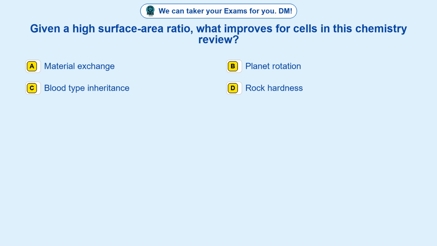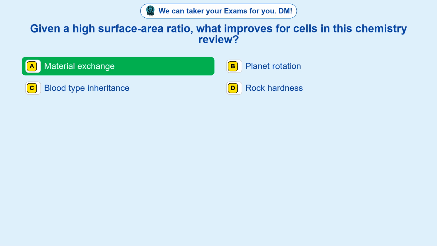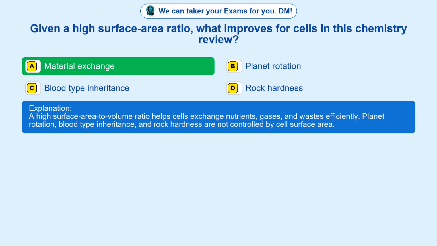Question 26. Given a high surface area ratio, what improves for cells in this chemistry review? Option A, material exchange. Option B, planet rotation. Option C, blood type inheritance. Option D, rock hardness. The correct answer is option A, material exchange. A high surface area to volume ratio helps cells exchange nutrients, gases, and waste efficiently. Planet rotation, blood type inheritance, and rock hardness are not controlled by cell surface area.